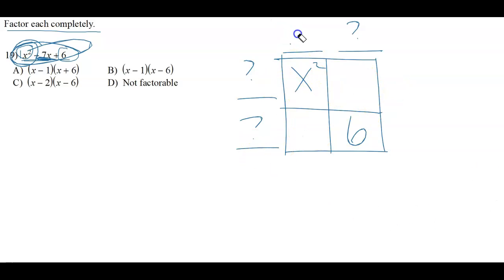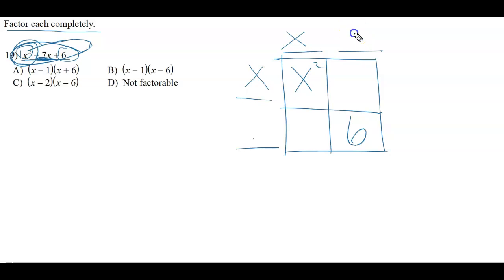Whenever you're trying to factor a trinomial using the box method, the first thing you do is put the first term in the top left, and the last term in the bottom right. Then the next thing you're going to do is find what 2 numbers can multiply together to make x squared. Well, that would be x times x, right? Only one possibility. We know it's got to be x and x here, because those multiply together to make x squared.